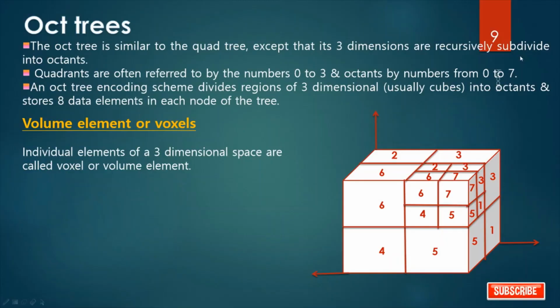And what is a voxel or volume element? Individual elements of a 3-dimensional space are called voxels or volume elements. So this one small cube is called a voxel or volume element.